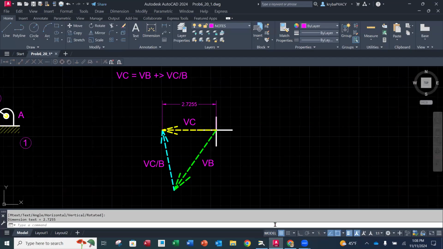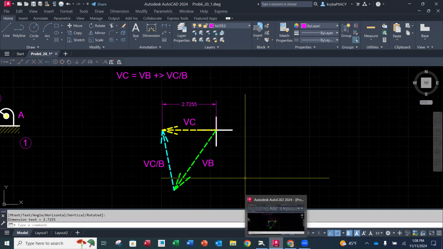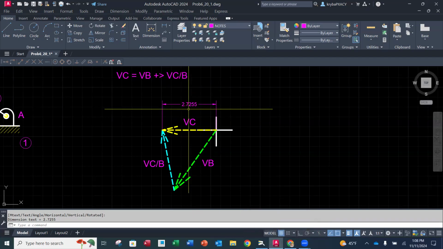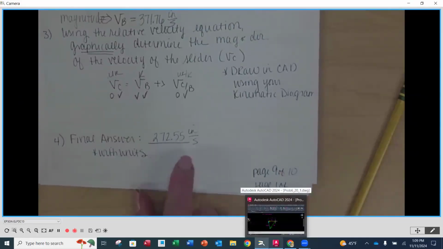So if we go back over here, this is going to be 272.55 inches per second, right? You don't have to have the units here, but when you identify your final answer, and you have done things like move the decimal place so that you could get it at a reasonable scale, then you have to move the decimal place the opposite way for your final answer. So your final answer is not 2.7255, it's 272.55. So you want to fill that in with the units at the bottom of the page here.